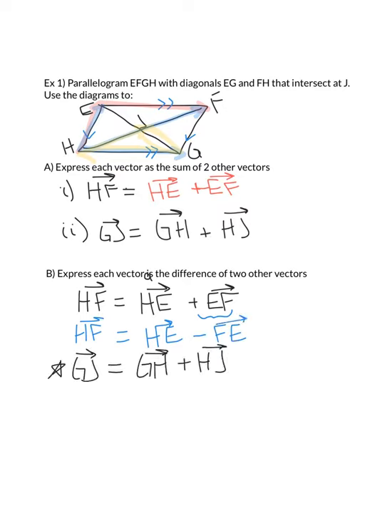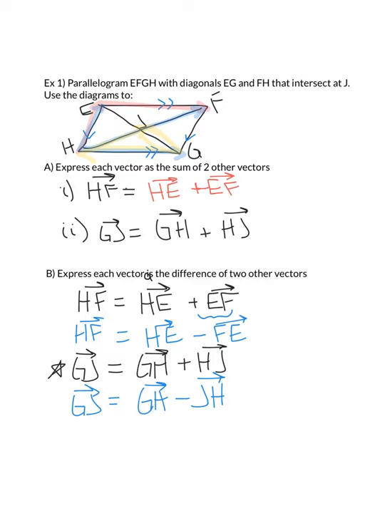So just another quick example, we're going to go through vector GJ. So from above, I have that GJ is equal to vector GH plus vector HJ. Now if I want to rewrite this as a difference, I'm going to keep my vector GH, but instead of adding vector HJ, I'm going to be subtracting vector JH, so the opposite of HJ.